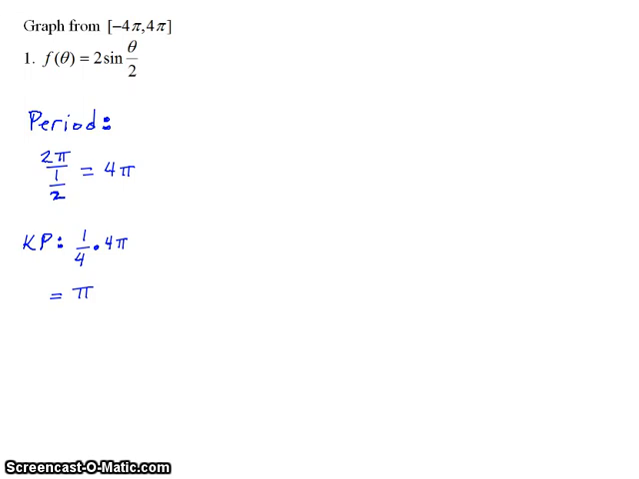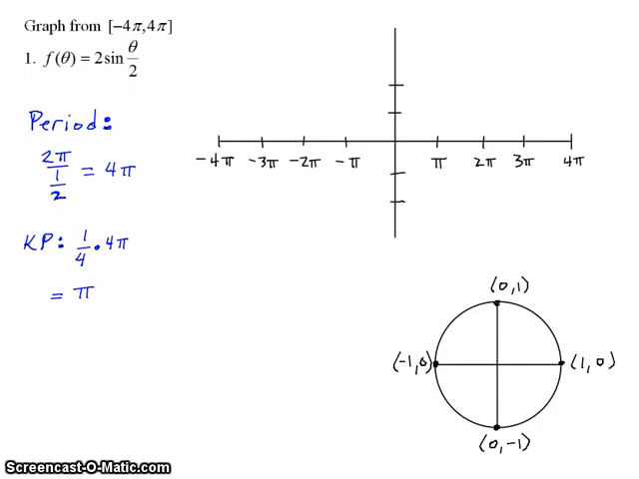Let's go ahead and set up our axis system. Okay, so we have the axis system set up going from negative 4 pi to positive 4 pi. And this is working out nicely. We have key points each time we go a distance of pi. On the y-axis, we have gone up to 2 and down to 2 because we have an amplitude of 2. So let's go ahead and start plotting some points here.